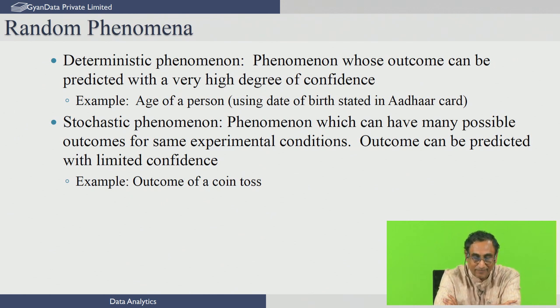same level of confidence. On the other hand, stochastic phenomena are those that have many possible outcomes for the same experimental conditions, and the outcomes can be predicted with some limited confidence. For example, if you toss a coin, you know that you might get a head or a tail, but you cannot say with 90 or 95% confidence it will be a head or a tail. You might be able to say it only with a 50% confidence if it is a fair coin. Such phenomena we will call stochastic.